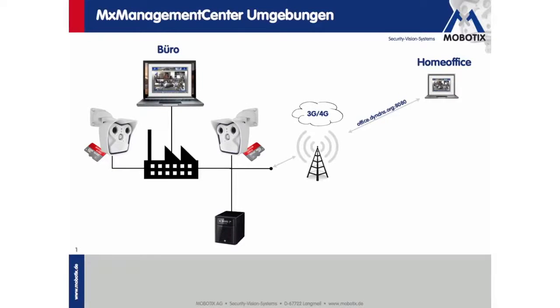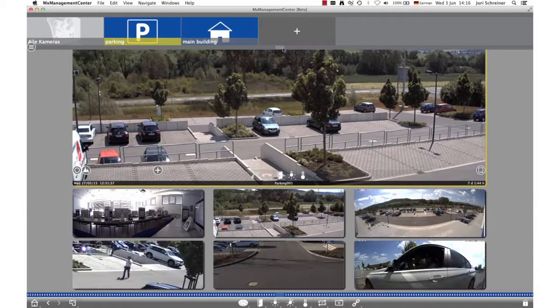MxMC has an environments concept in order to be able to simply change all network settings in the event of a change in location. For example, we are usually in the office during the day and connected to the office network with our laptop. If we want to access the cameras in the company network from home in the evening, our laptop is connected to another network there and the cameras are accessed differently.